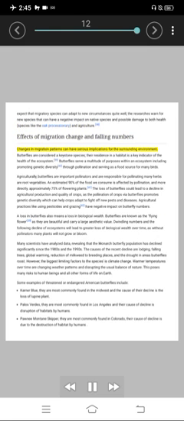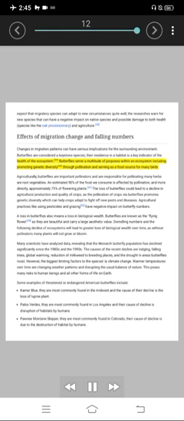Effects of migration change and falling numbers. Changes in migration patterns can have serious implications for the surrounding environment. Butterflies are considered a keystone species. Their residence in a habitat is a key indicator of the health of the ecosystem.